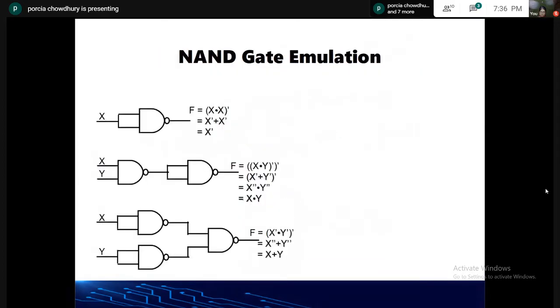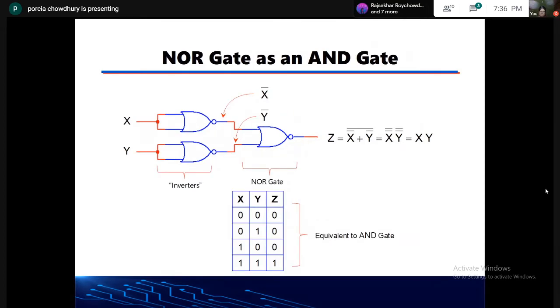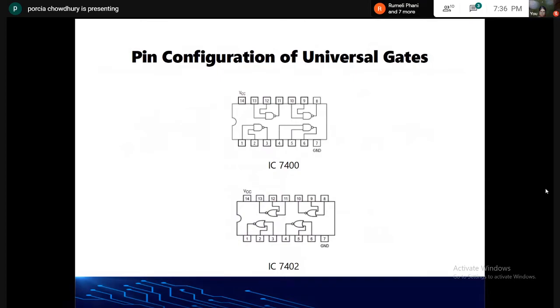So this is for the AND gate, and over here it will become the OR gate. We have just replaced the symbol of the gates, and this is your AND gate from the NOR gate. Okay. And this is again the pin configuration. Here the pin numbers: for NAND it is IC 7400, and for NOR it is IC 7402.